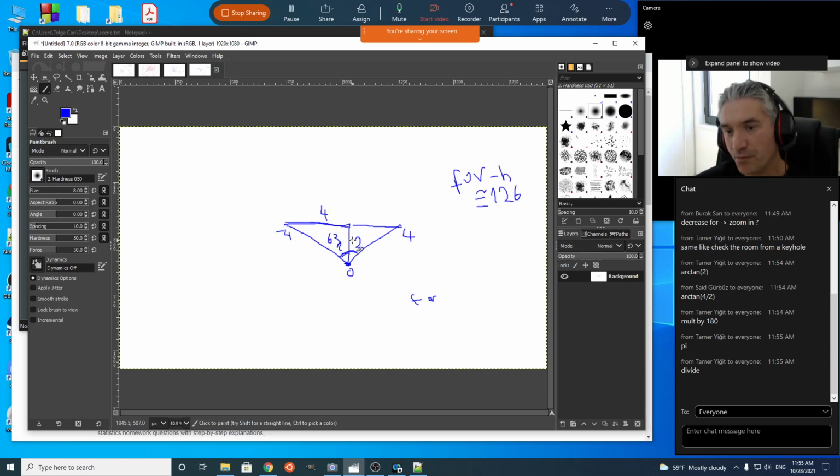So we can actually compute this, as you can see. And if we increase this distance, for example, if the distance was 4, it will be 45 degrees, right? Arctangent 1 is 45 degrees. So if you increase this distance from 2 to 4, if D is now equal to 4, the horizontal field of view angle is going to be reduced from 126 to 90 degrees.